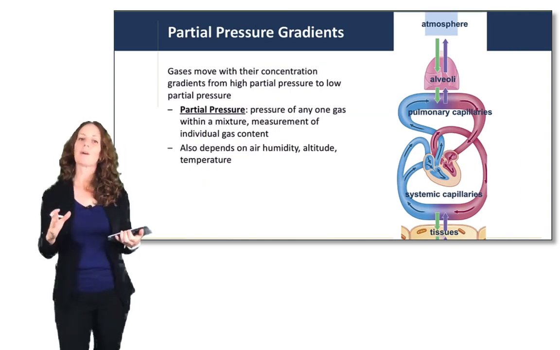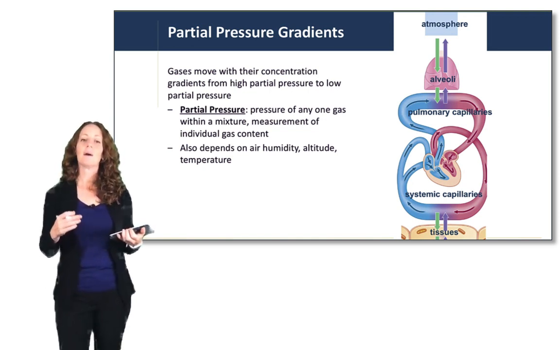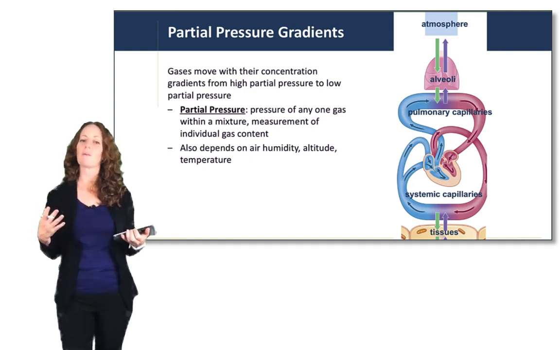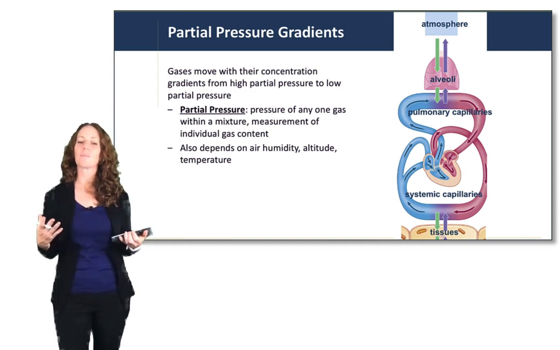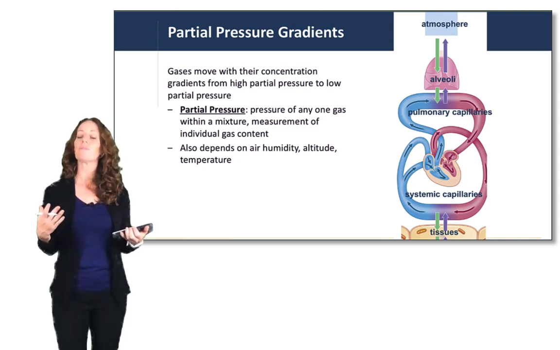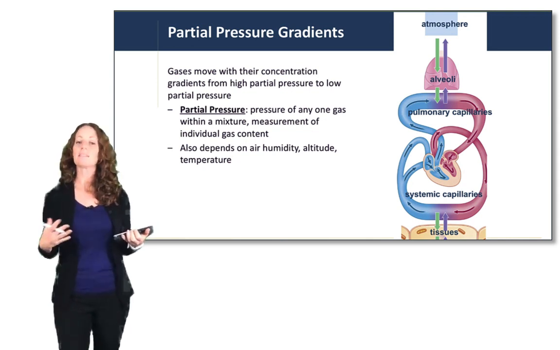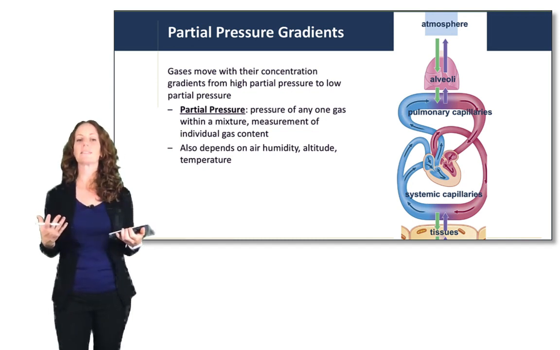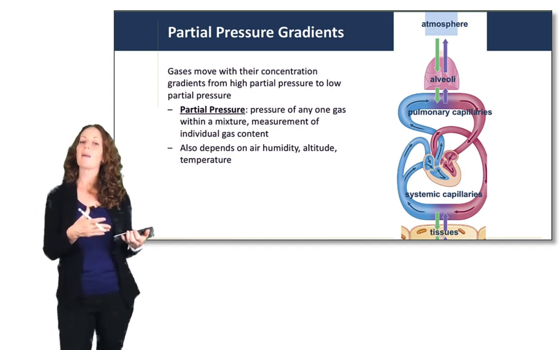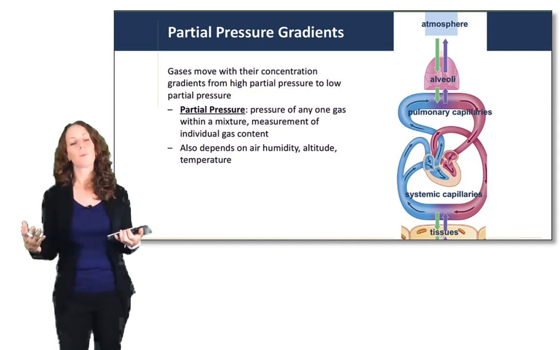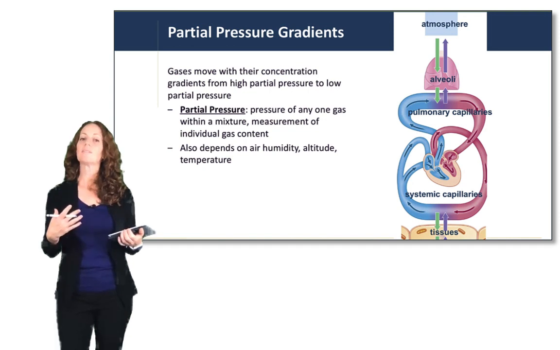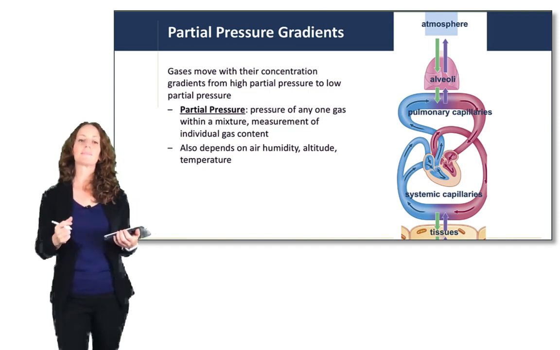We need to understand partial pressure gradients to talk about the diffusion of gases. Partial pressures are essentially a concentration or an amount of gas within a mixture. Gases will move with partial pressure gradients, just like other molecules move with concentration gradients. Gases will move from high partial pressure to low partial pressure. So we're going to use partial pressures to look at the diffusion of gases.